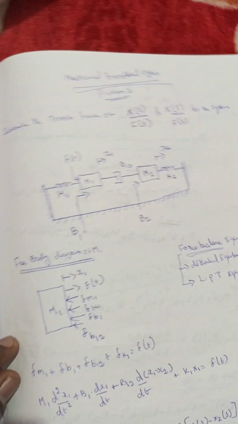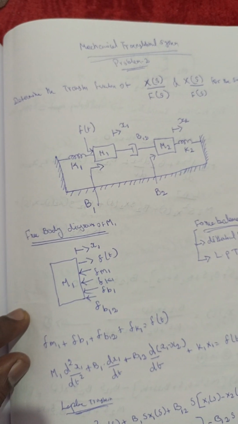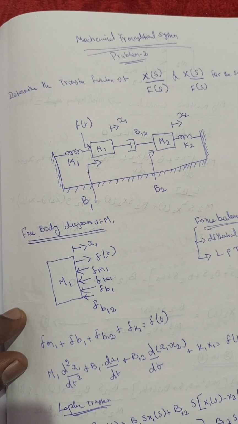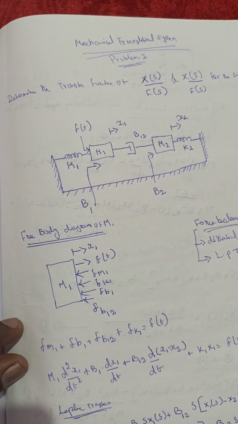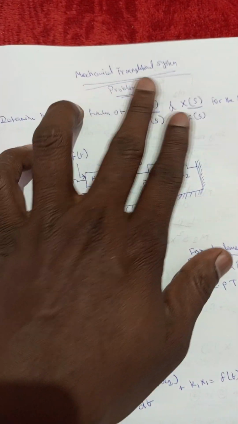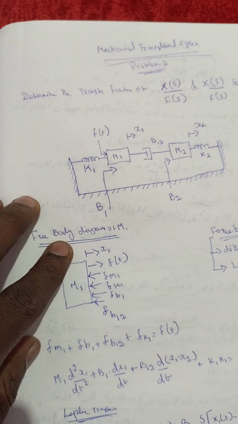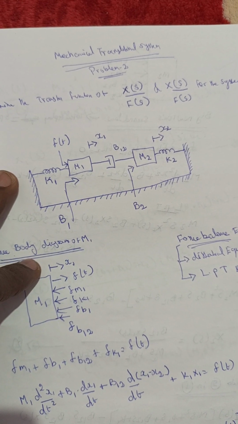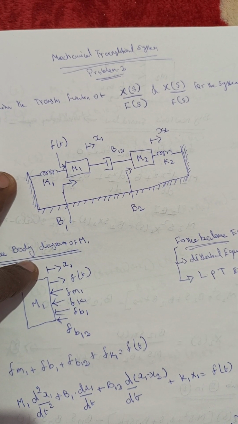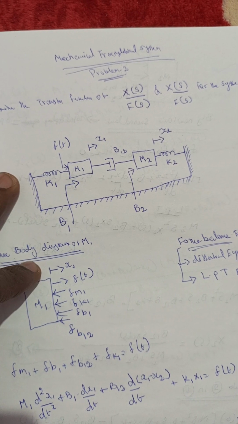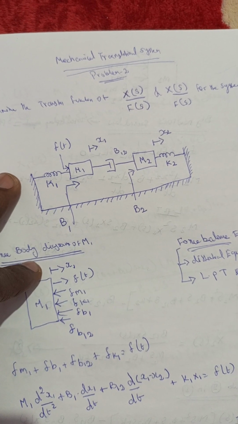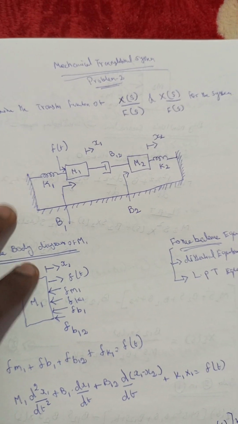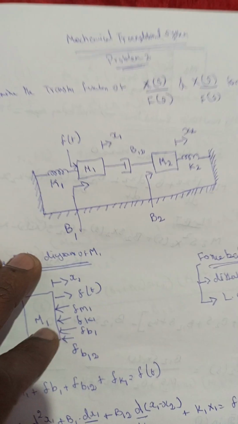So, good evening, everyone. This is unit 1 in LCS, and the topic is mechanical translational systems. The problem is to determine the transfer function of the given system, that is X(s)/F(s) and X2(s)/F(s) for the system. So, you can see the diagram.